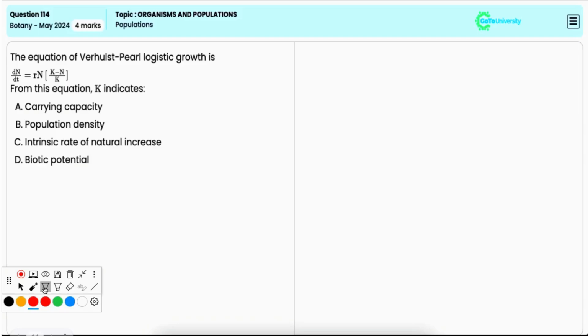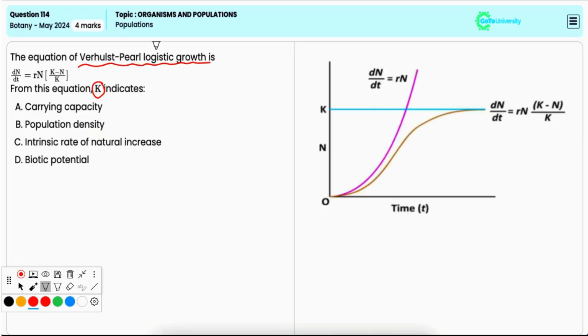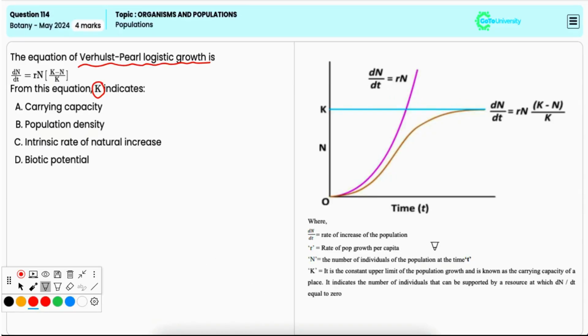Now, in this question, you have to identify what the letter K represents in the equation of world logistic growth. In this equation, K represents the carrying capacity of the environment. That is, it is the maximum population size of a species that the environment can withstand or sustainably support given the availability of resources like food, water, and shelter.